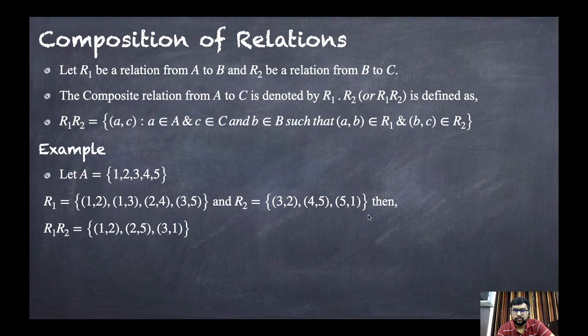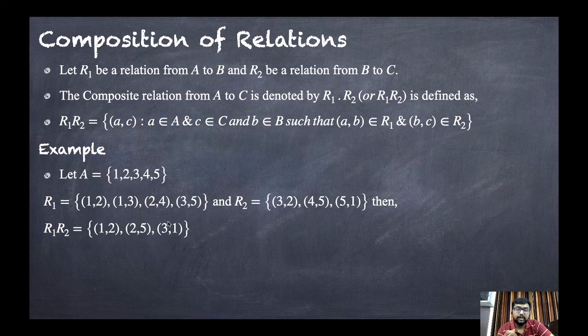Again, I am repeating first. Here 1 goes to 2, but here 2 goes to nothing, so just stop. Now next, 1 goes to 3 and here 3 goes to 2, so the first point will be (1, 2). Next 2 goes to 4 and 4 goes to 5, so (2, 5) will be there. Then 3 goes to 5 and 5 goes to 1, so (3, 1). So this is how we can calculate a composition of two relations. And here specifically we have found R1 and R2.